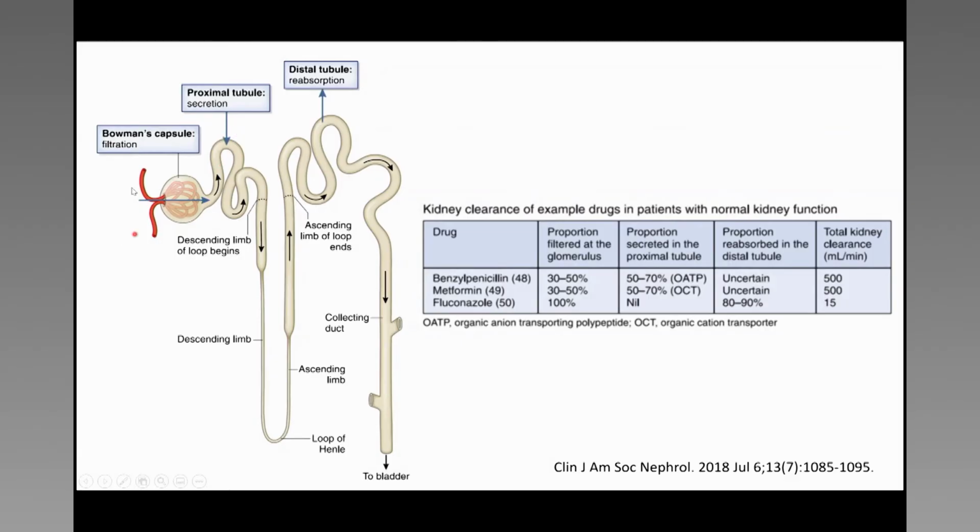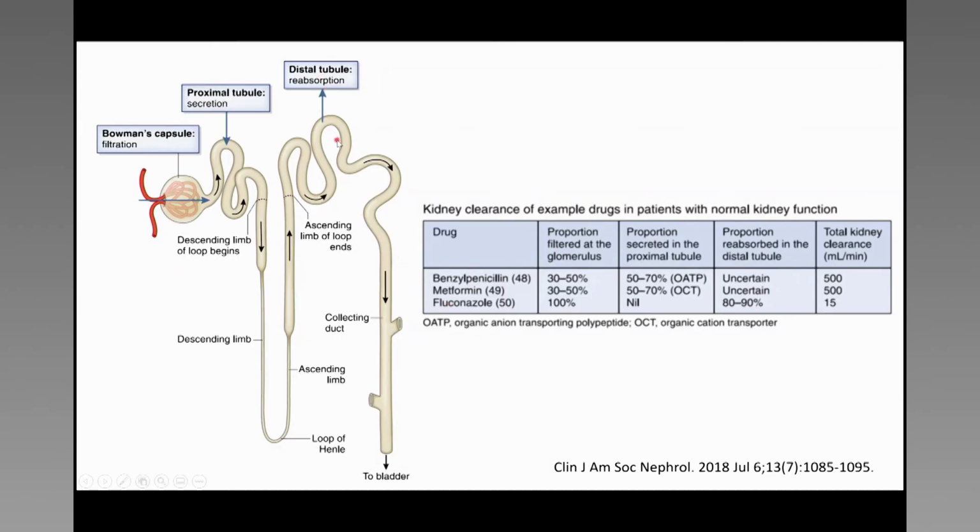So when we look at this, what this means is that we have very high total clearances of both benzylpenicillin and metformin because of these active secretion pathways, even though the drug is totally cleared by the kidney in that context. And so changes to tubular function may then impact on clearance, and it doesn't relate to the intact nephron hypothesis. Fluconazole is interesting because there is some active reabsorption in the kidney.